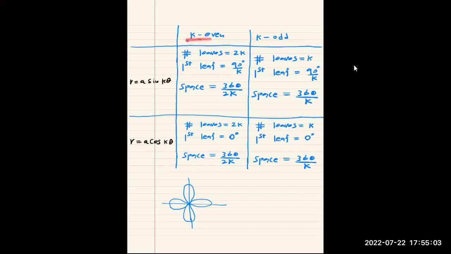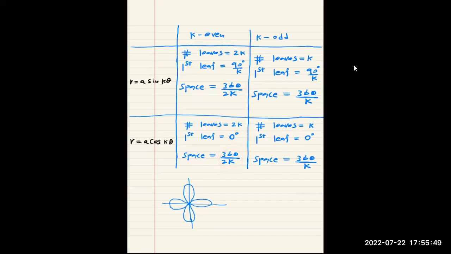In the first case, when k is even and you have a sine function, the number of leaves will be 2 times k, where k is this constant. The first leaf is going to be at the angle 90 divided by k. The space between two leaves is 360 divided by 2k. When it comes to cosine in the even case, the number of leaves is still 2k, the same as in the sine case, but the first leaf is at the angle 0. The space between two leaves will be 360 divided by 2k.